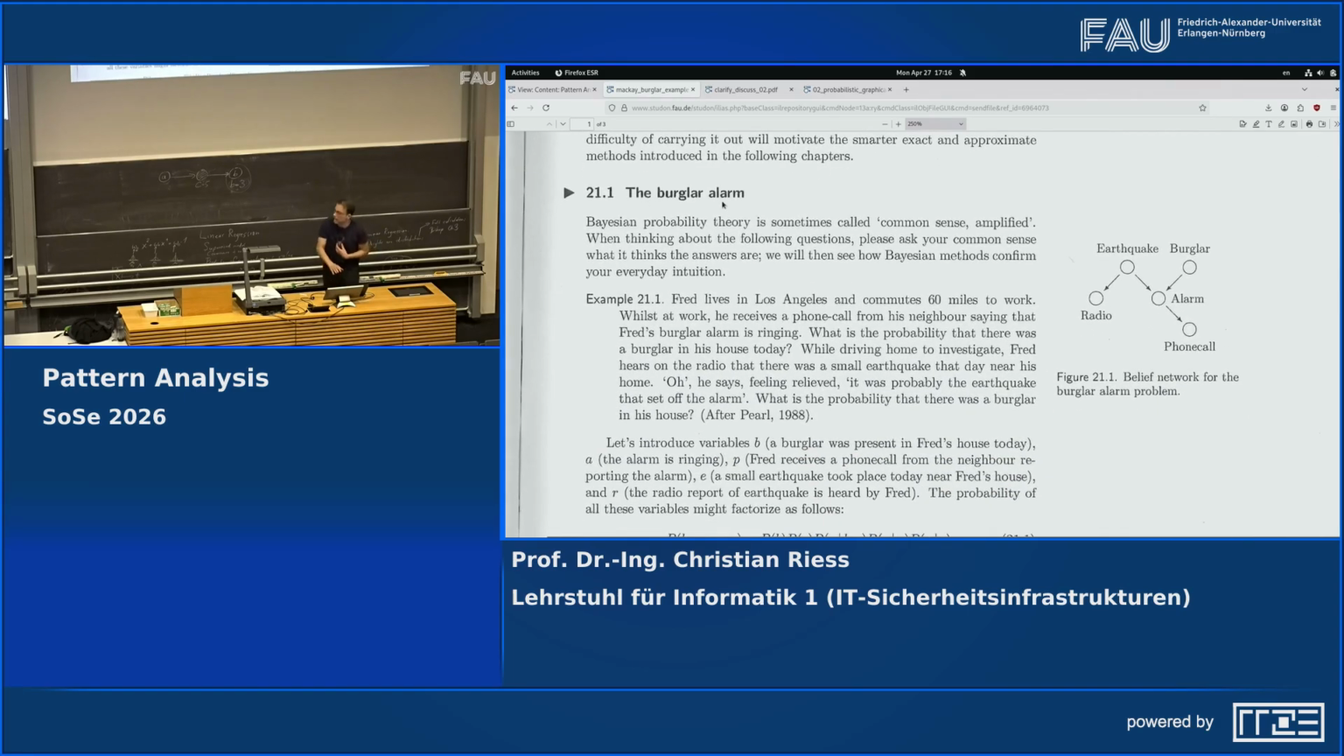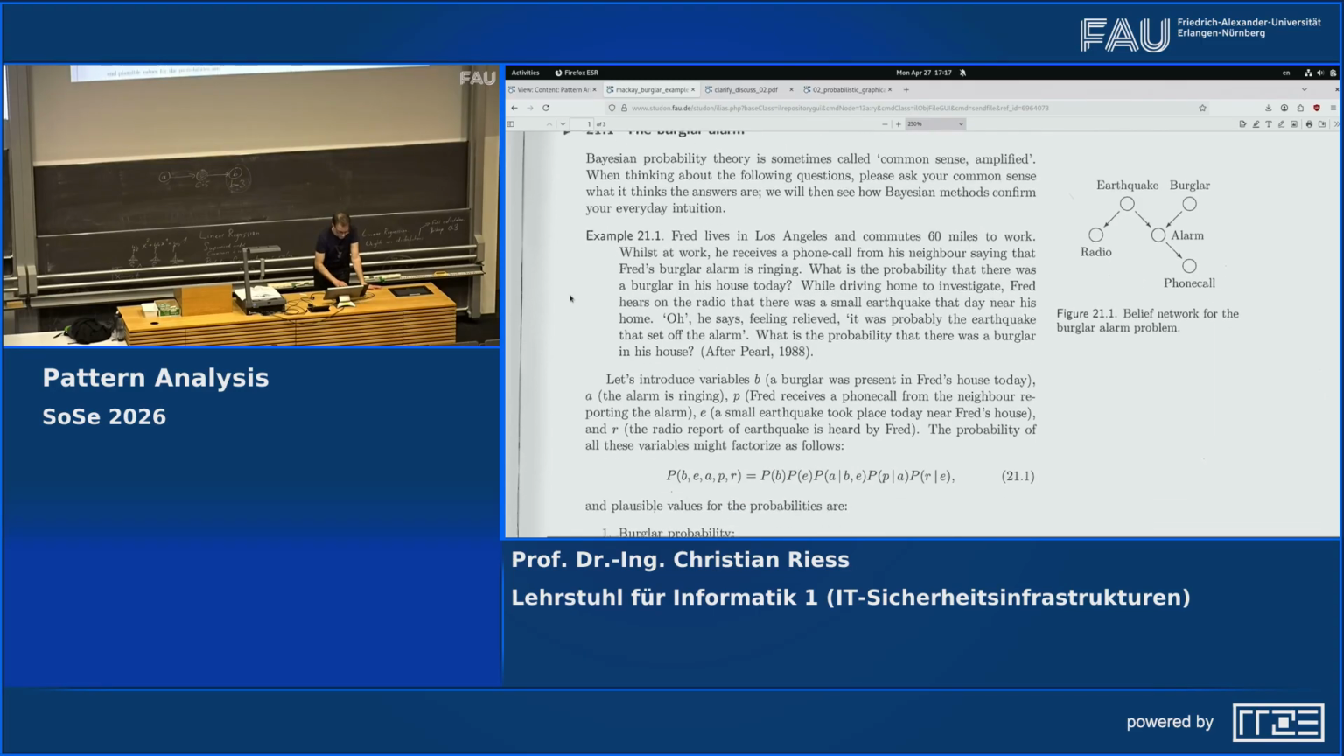The burglar alarm. Is it large enough? You can read this, right? So here's the graphical model, but let's read through the text really quickly. "Bayesian probability theory is sometimes called common sense amplified. When thinking about the following questions, please ask your common sense what it thinks the answers are. We will then see how Bayesian methods confirm our everyday intuition."